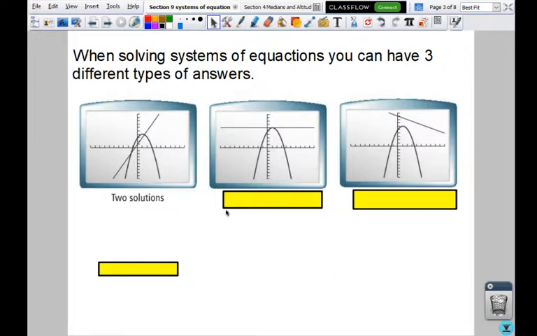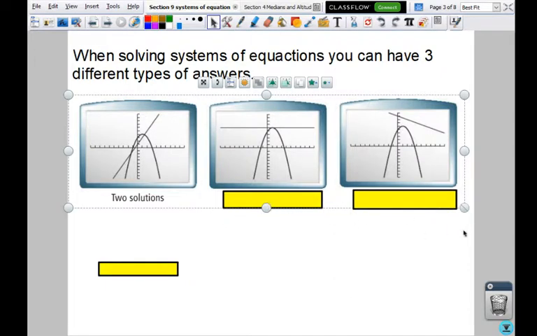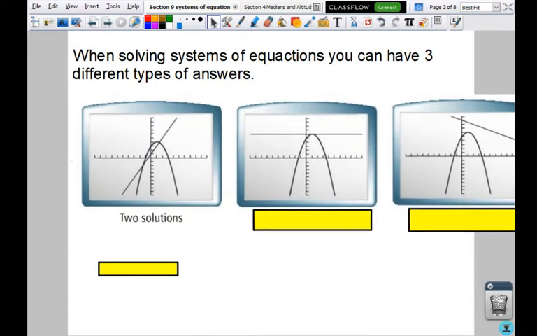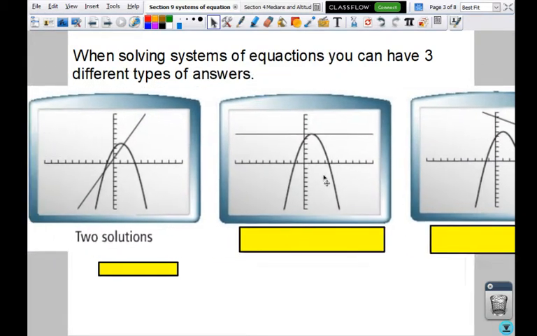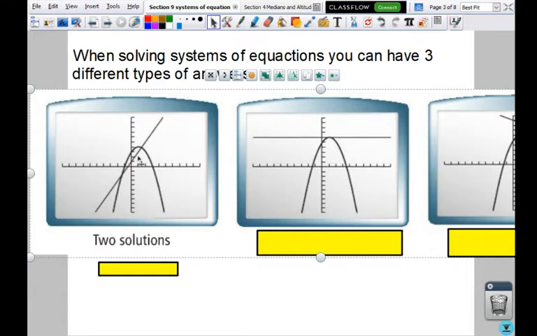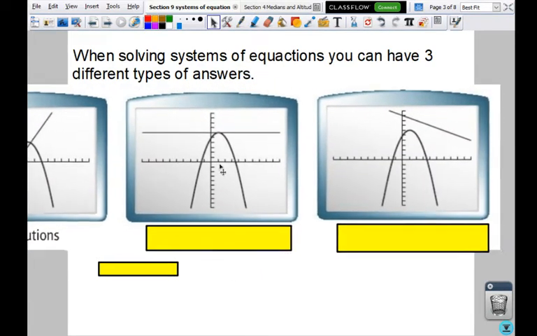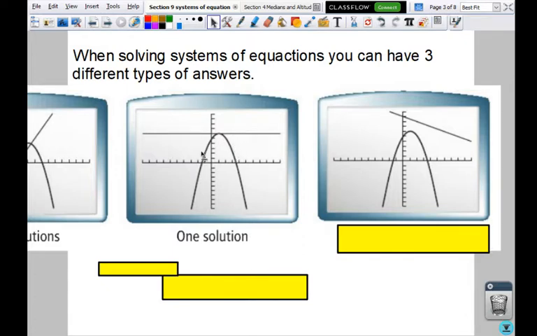Sometimes, though, we're only going to have one solution. It's only going to cross right at the very tip of the parabola, either the max or the min, the vertex. Or sometimes it might cross at a single point over on the side. So sometimes we're going to have one solution. It's only going to cross in one spot.